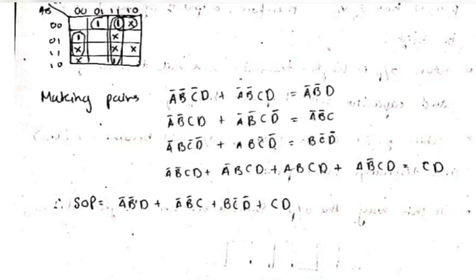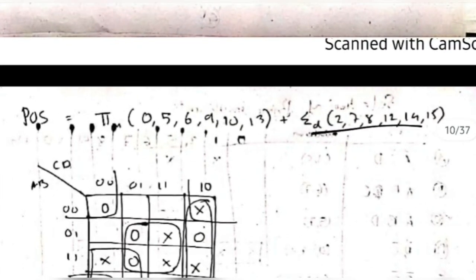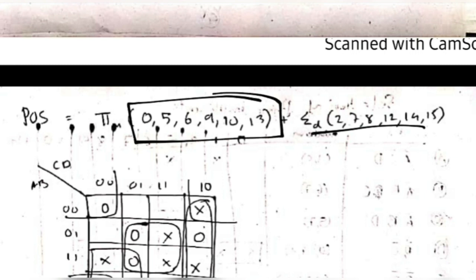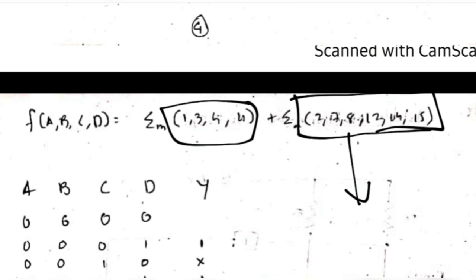Similarly, you have to find the POS expression also, but there is a difference in POS expression. See here, the don't cares you will write the same in POS also, and the remaining numbers will be written in this POS expression. This is known as max terms. Which are these numbers? These numbers are those which are not present here. Except the min terms and the don't cares, which will be the same there also, the remaining numbers will be written here.